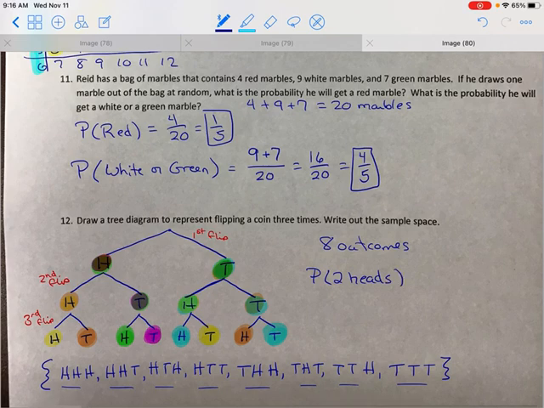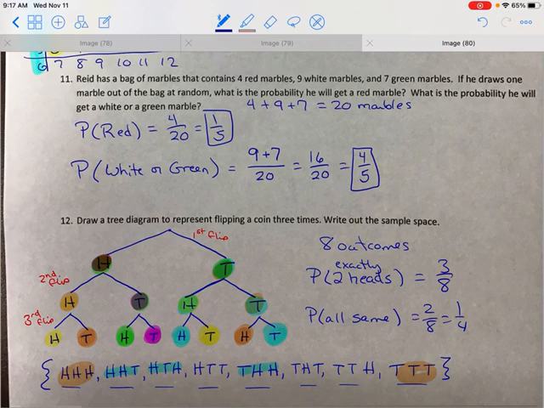So not 2 or more, let me put exactly. So if I wanted the probability of exactly 2 heads, there would be 1, there would be 1, there would be 1. So there would be a probability of 3 out of 8. So if I ask you the probability that all of the flips are the same, then I could say all heads or all tails. That would be 2 out of 8 or 1/4.